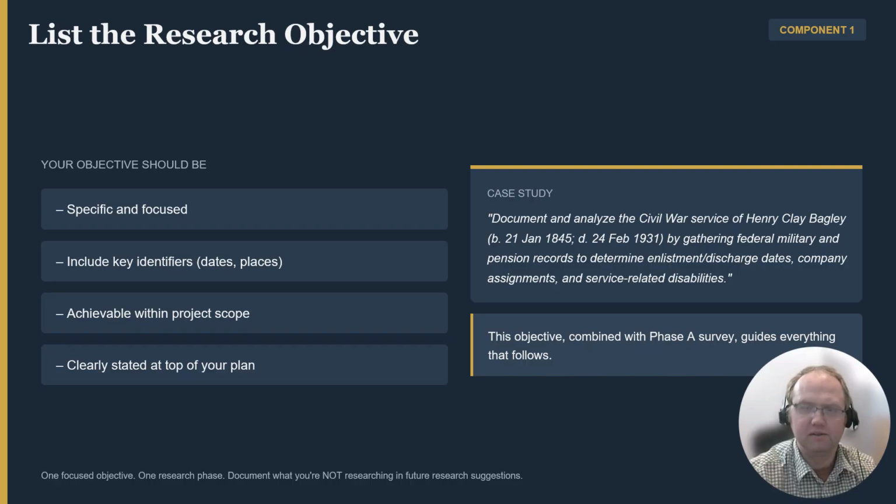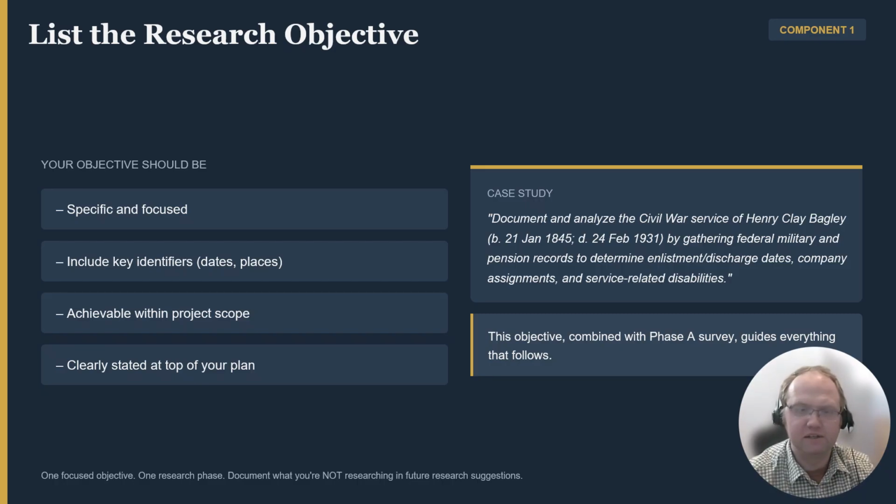Step 1. List the research objective. So, restate your objective at your plan's top. It's ideal that you have a document where you write this down. It might seem silly, but it really does make a big difference. They become the lenses for every planning decision you make.